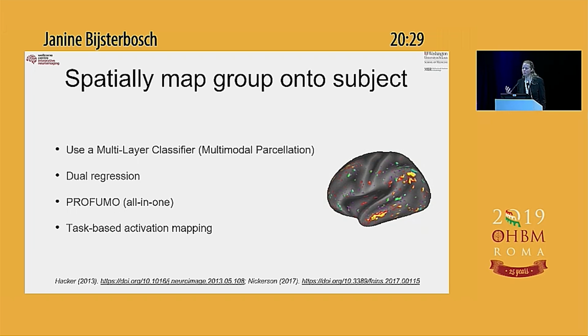One of them is to use a multi-layer classifier, which is particularly implemented in Matt Glasser's multimodal parcellation. Another is to use dual regression, which is specifically designed for independent components analysis, and I'll talk a little bit more about that later on. Again, I want to give a little shout out to Profumo here, which has this nice framework where it optimizes both the group and the subject level at the same time. So this tries to particularly do well at addressing this challenge of accounting for spatial variability between people.